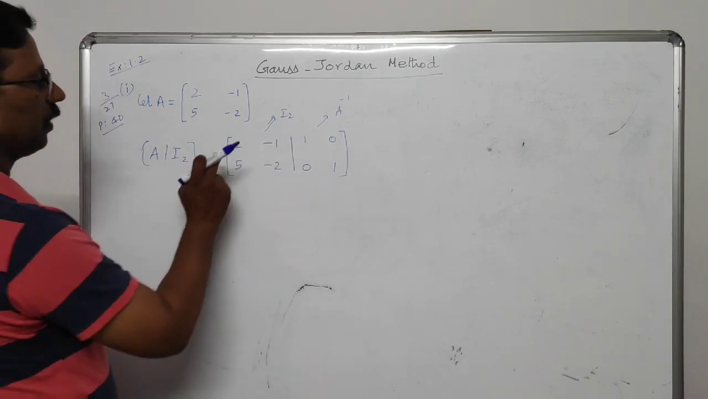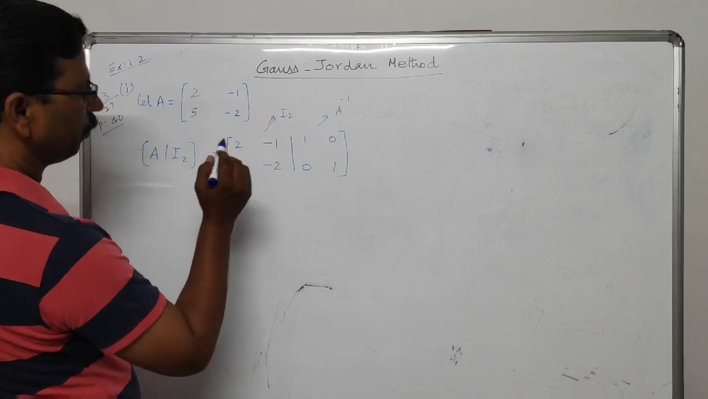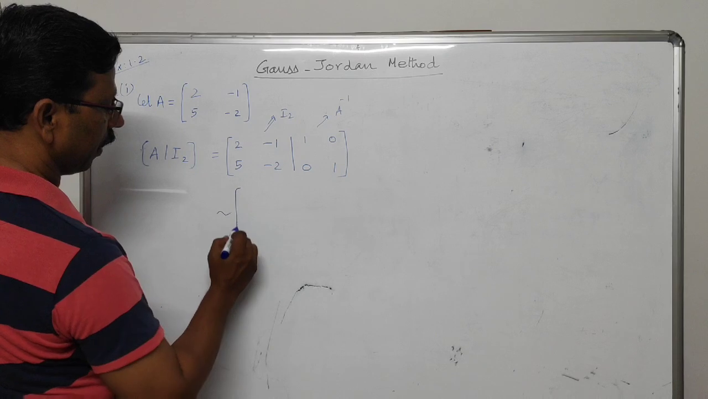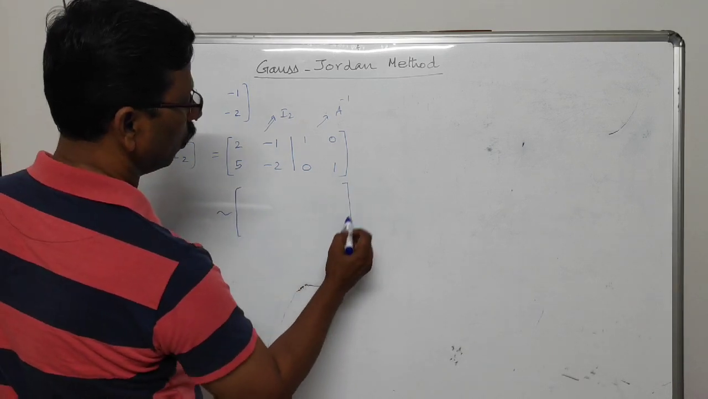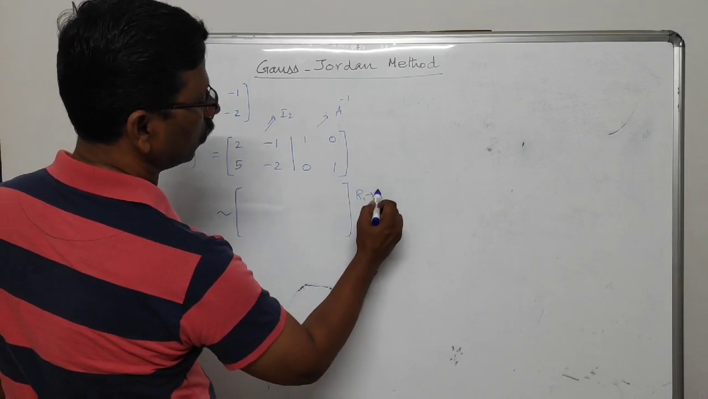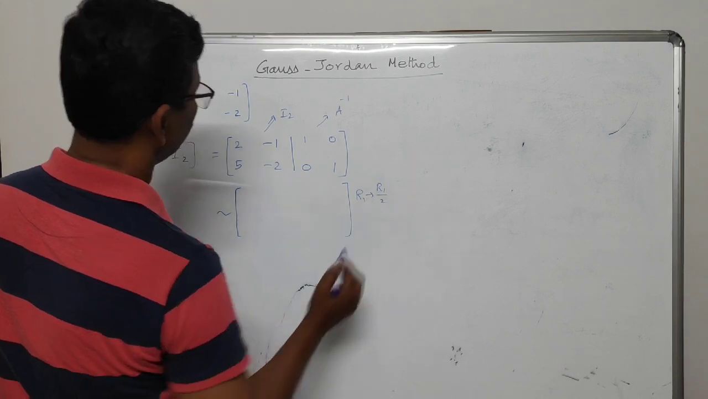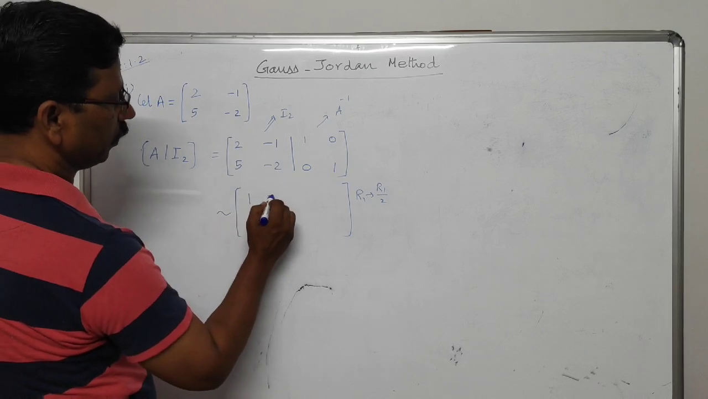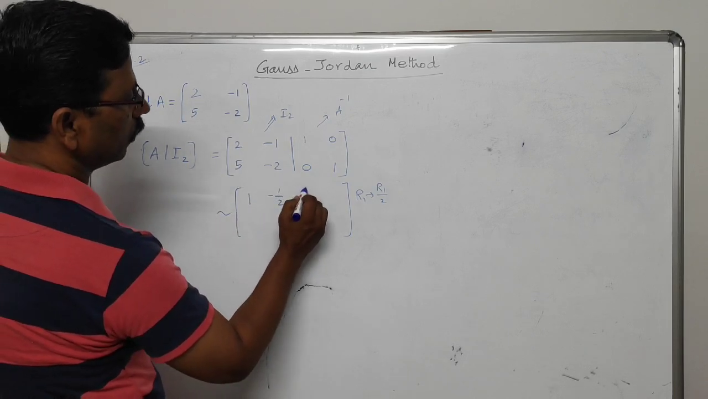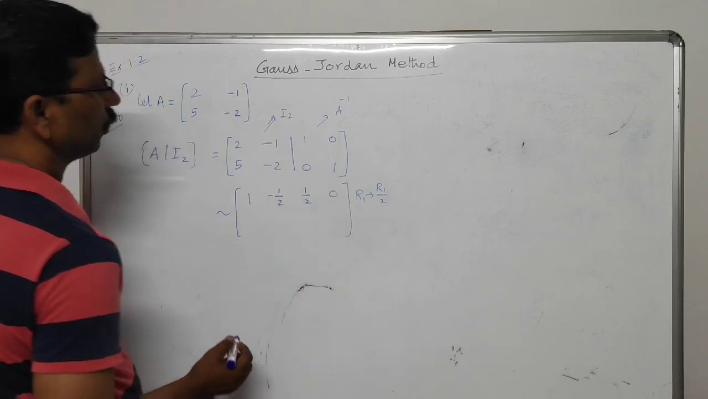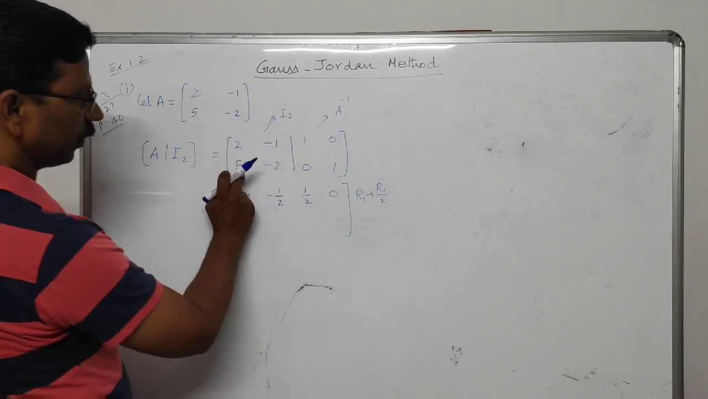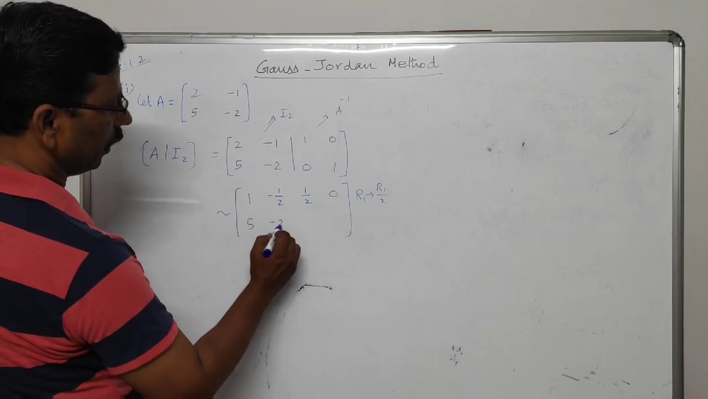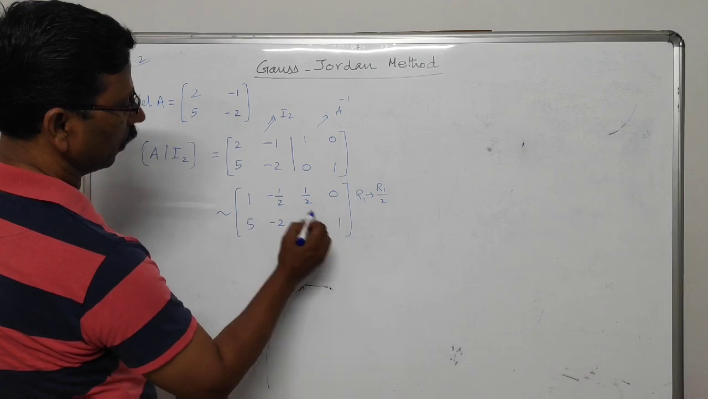Now, we want to make this 1, but it is 2, so we have to divide the first row by 2. Therefore, you can divide the first row by 2. R1 gives R1 by 2. Therefore, this becomes 1, this becomes minus 1 by 2, this becomes 1 by 2, this is 0. Now, this also, see here, you can take 5, minus 2. This is 0, 1.